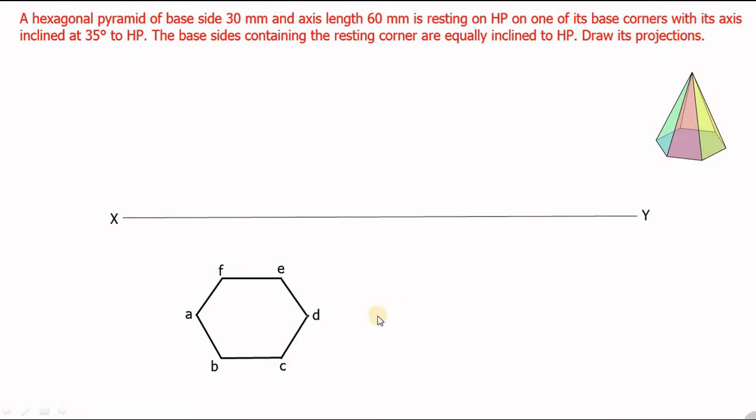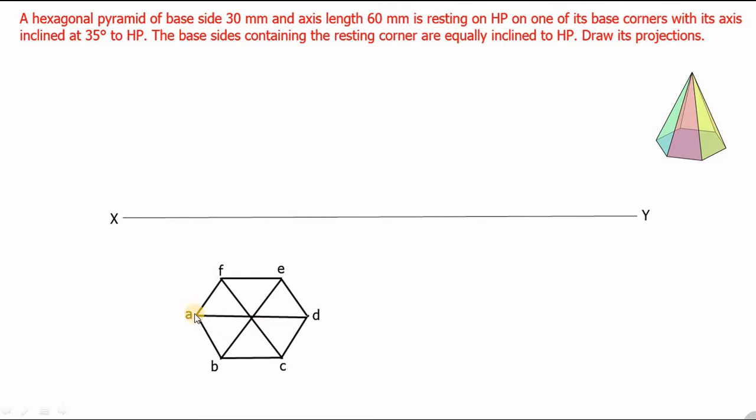Okay, so just connect all the opposite corners. Draw a straight line from C to F, similarly B to E, similarly A to D. All the lines will meet at one particular point, that will be the center of this hexagon, that is the apex. So this is the center of the hexagon.